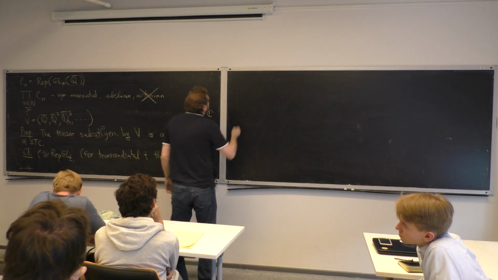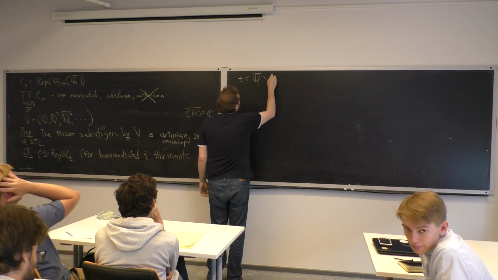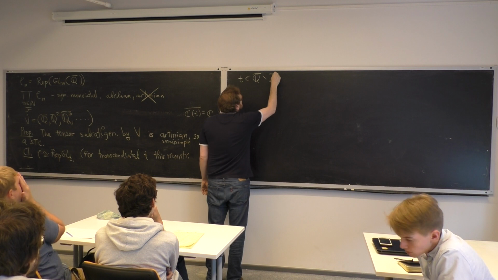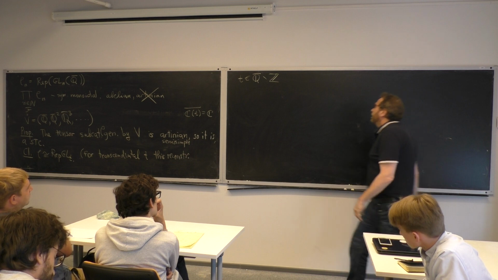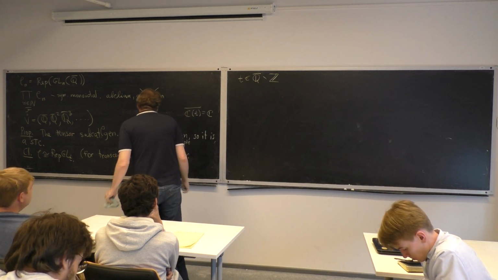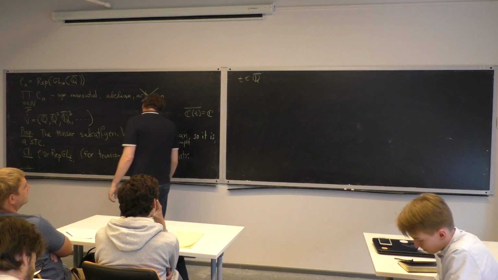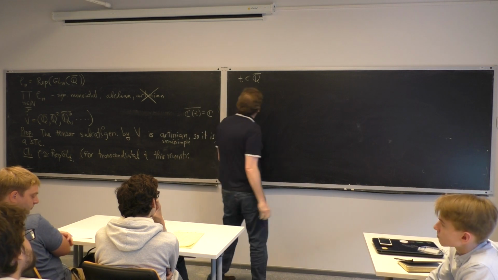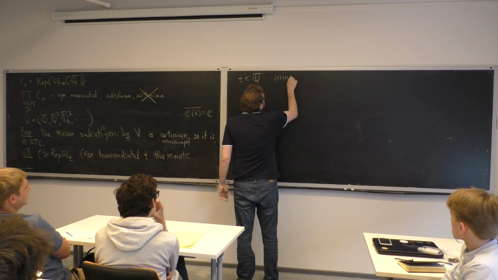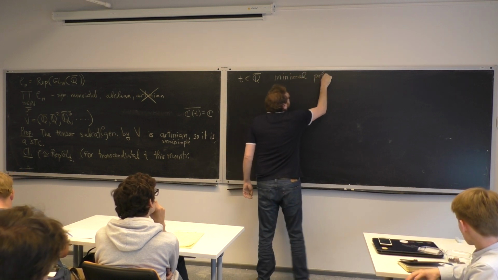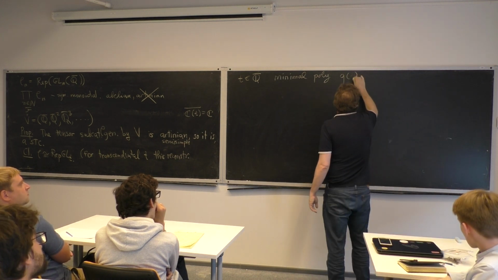So suppose that t is in Q-bar, but not in Z, let's say. Actually, you can also be in Z. This is going to produce something. And then you can take, let's say, it has a minimal polynomial q of t, q of x, q of z.